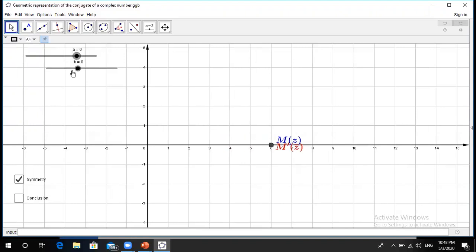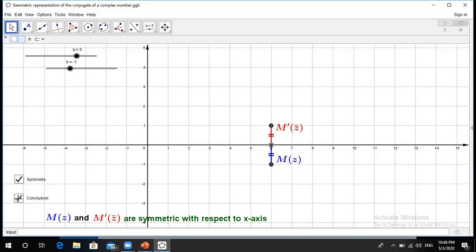Last example. If M, for example, is (6, -1), since z is 6 minus i, then the conjugate will be 6 plus i, and consequently these two points will be symmetrical around the x-axis. As a conclusion, M, which is the image of z, and M prime, which is the image of z bar, are symmetric with respect to the x-axis.